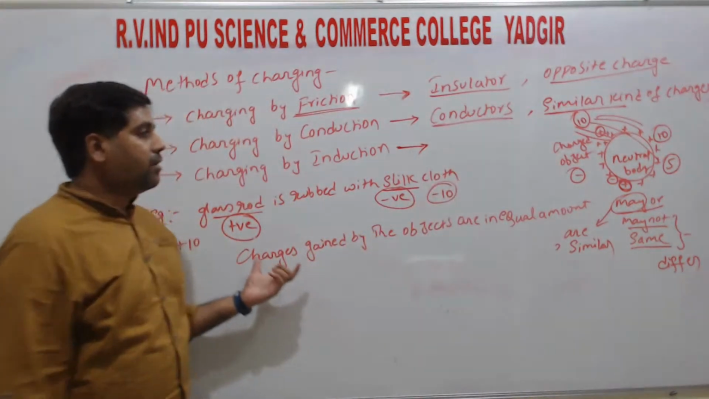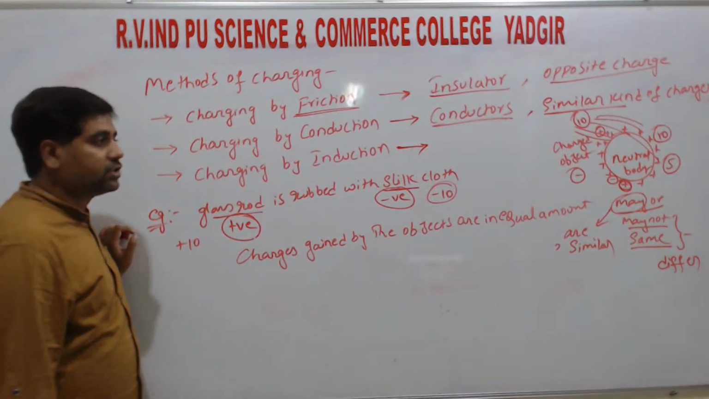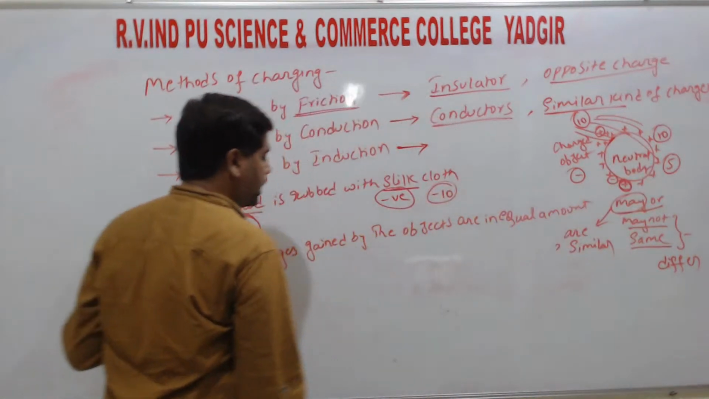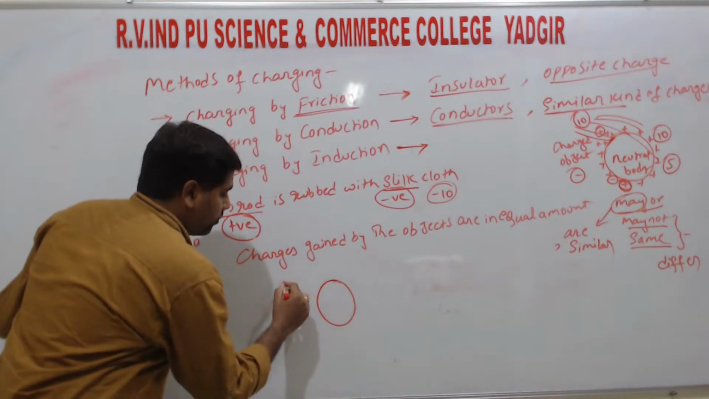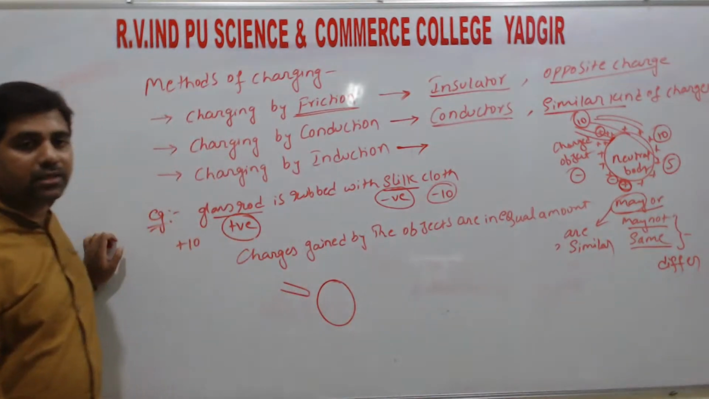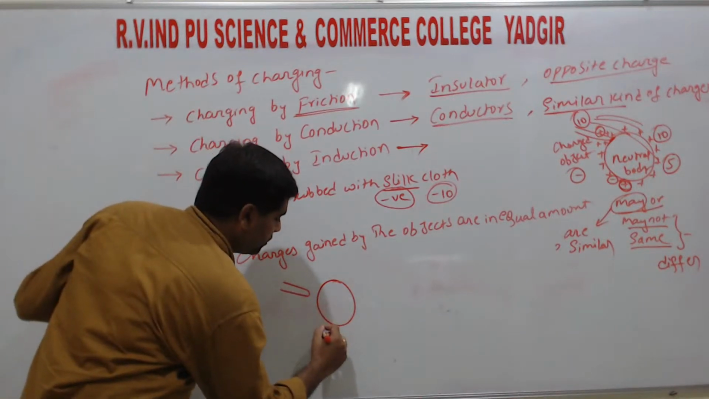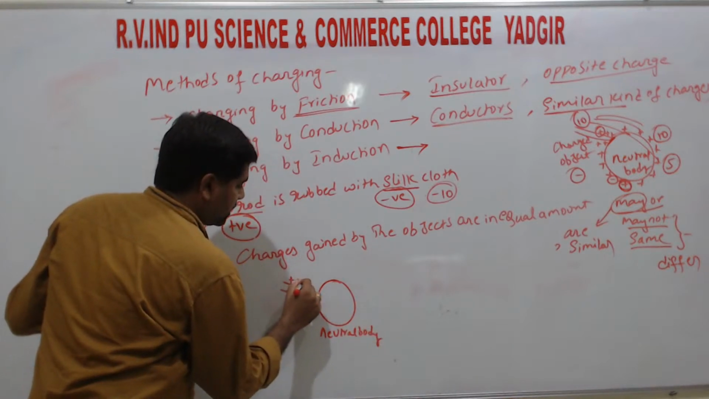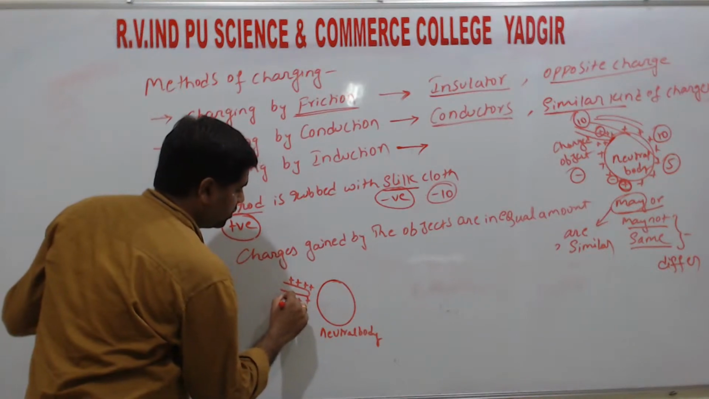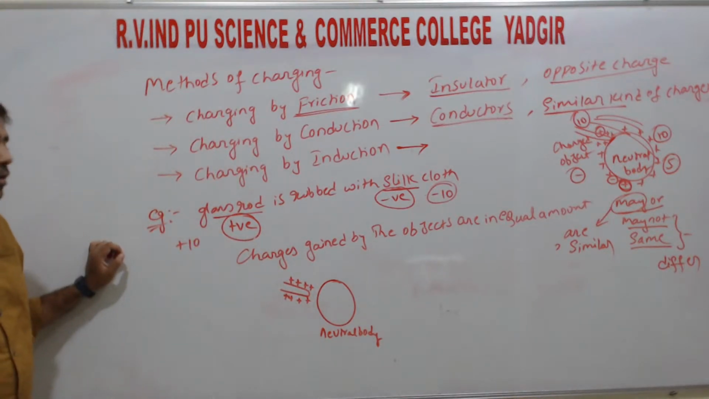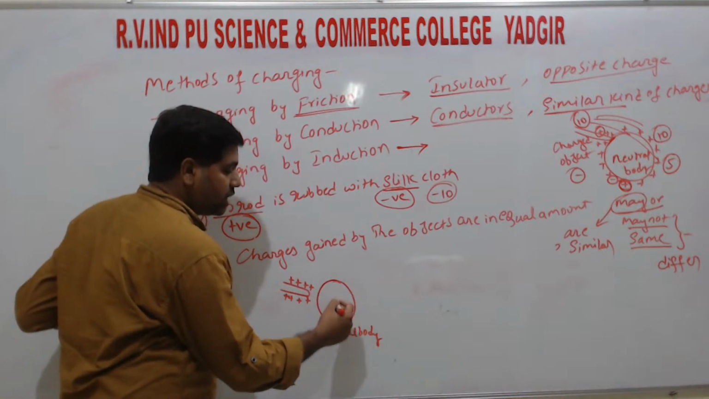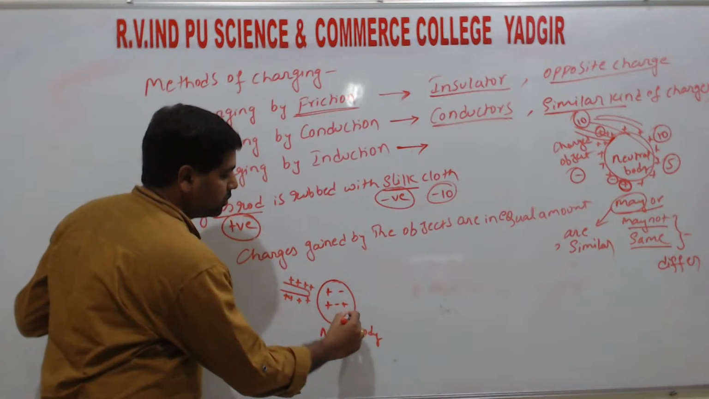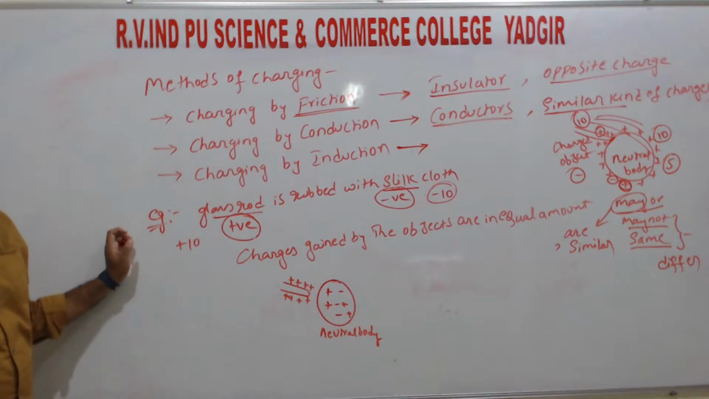It is slightly different from charging by conduction. In charging by conduction, the charged body has to be made in contact with the neutral body, but here the charged body is placed some distance from the uncharged body, right? This one is the neutral body. If the glass rod is positively charged, this neutral body also consists of the initial number of charges. That means plus, minus, plus, like this, it consists of a few charges, right?